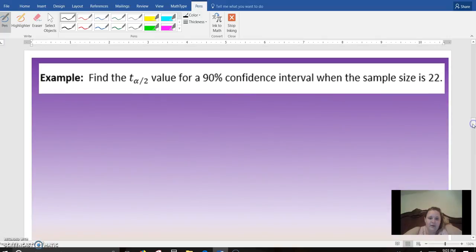Now let's do another one. So we want t alpha over 2. We're going to have 90% confidence, and the sample size is 22. That means our degrees of freedom are 21. I'm going to do 21 and 90%.